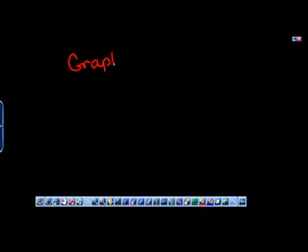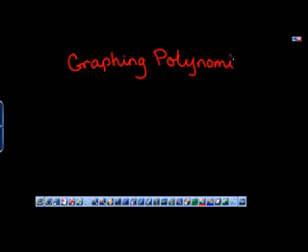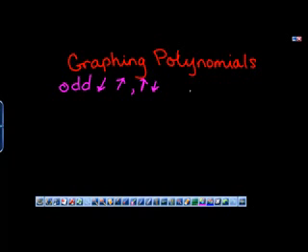Let's graph polynomials. Remember when looking at end behavior, we said the odd degree polynomials will have opposite end behaviors, either starting low and ending high, or starting high and ending low. And even polynomials would have the same end behavior where they both start high or they both start low.